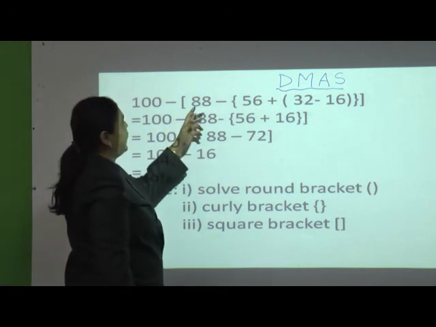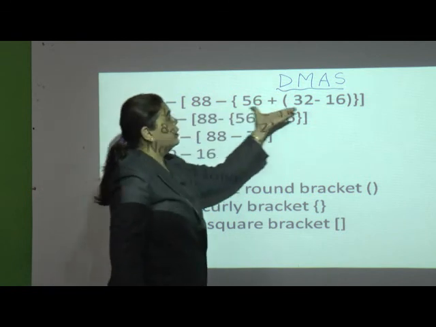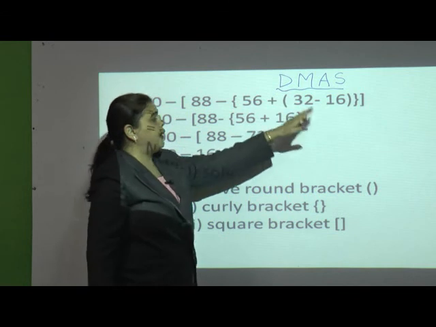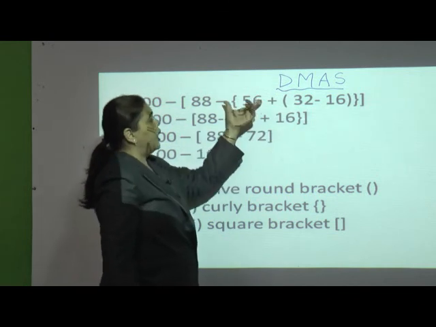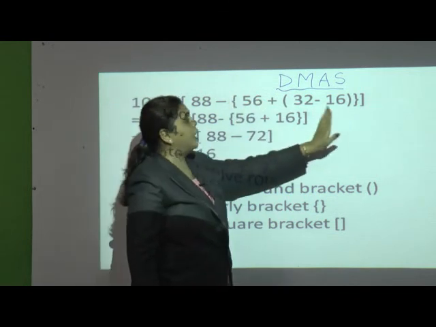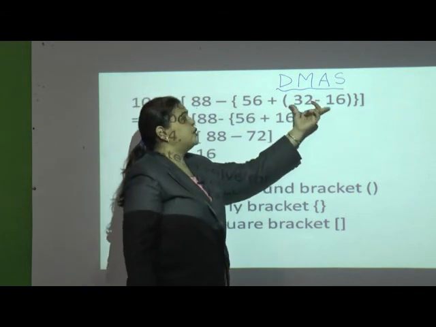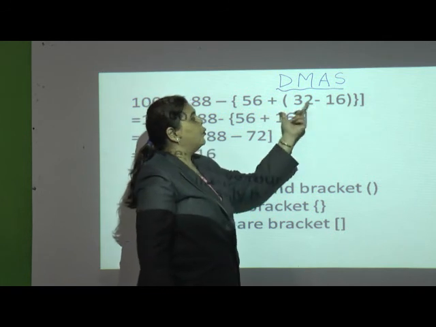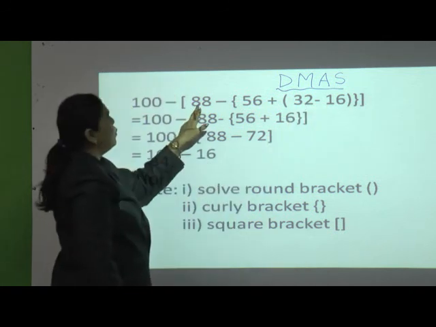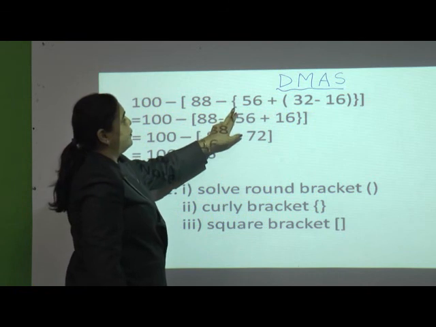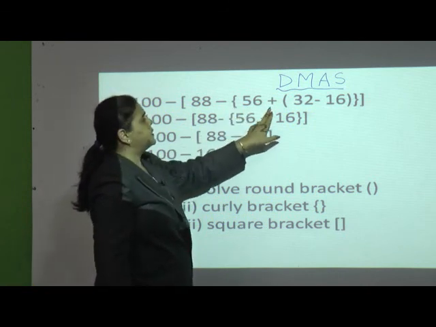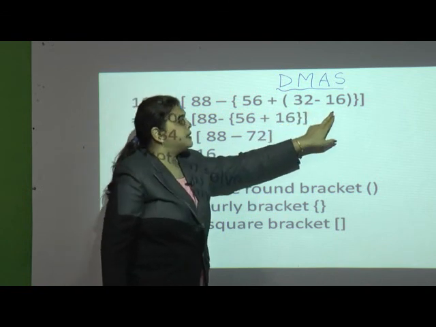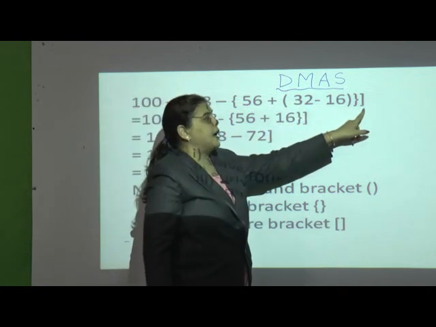It is in the square bracket. Why are we putting it? We are having many operations together. We will put them in a square bracket first. Inside, where we are having different operations, we will put them in the curly bracket, and which is the first to solve, we will do in the round bracket. Now 88 minus, here we are having curly bracket, 56 plus inside the round bracket, 32 minus 16. Now all the brackets are closed.